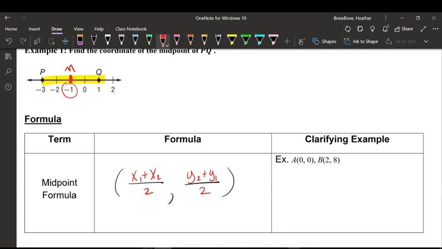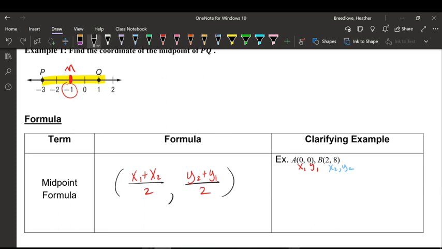So then here's the example. It doesn't matter which point you call point 1 and which point you call point 2, as long as you stay consistent. So I'm going to say that A is my point 1, so my x, y is x1, y1. And then my second point B is x2, y2. The 2 stands for the second point, and it doesn't matter which one you call point 1 and point 2.